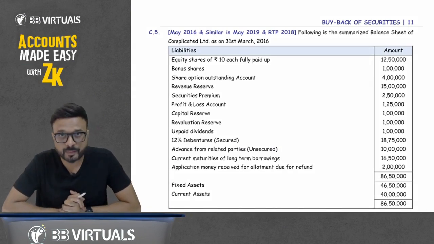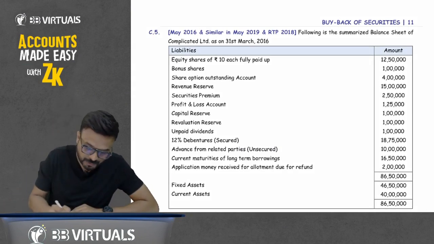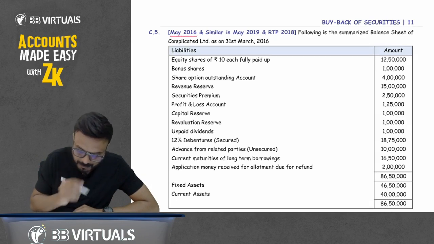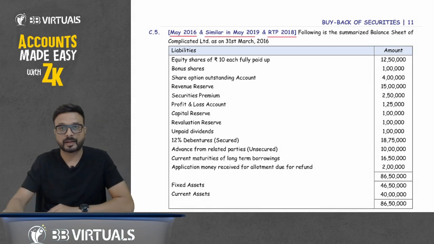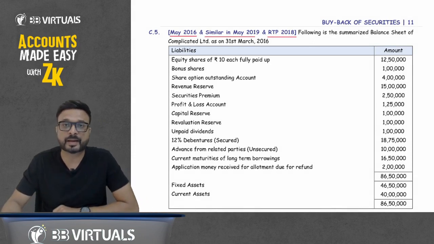So come to question number 5. The question is of May 2016 attempt. A similar question was asked in May 2019 and is also given in RTP 2018. Following is a summarized balance sheet of Complicated Limited as on 31st of March 2016.